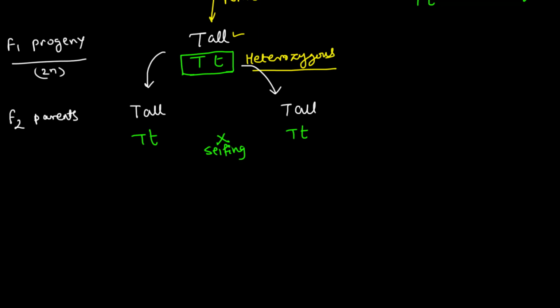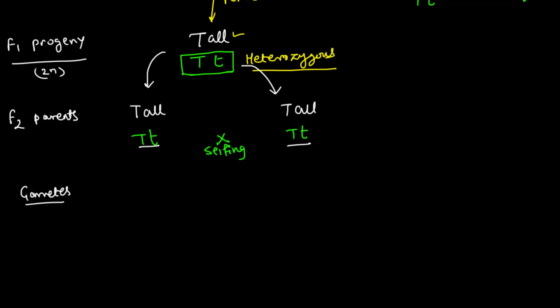Now here also there is going to be gamete formation just like the previous case, and as we had said, during gamete formation the alleles will segregate in such a way that only one allele will be present in each of the gametes.